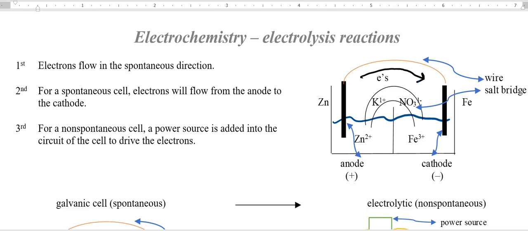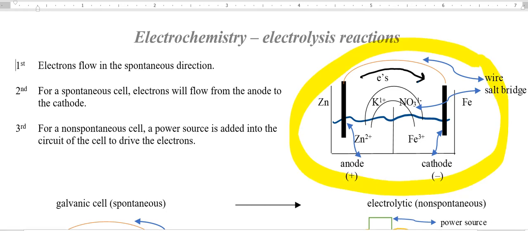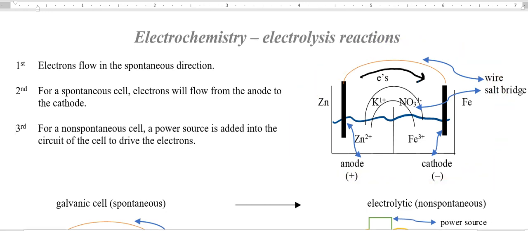Today I'm talking about electrolysis reactions. Electrolysis reactions are a second step in our electrochem series. Last time we talked about galvanic cells, and we drew this pretty little picture of a galvanic cell. In galvanic cells, we talked about how electrons flowed in the spontaneous direction, from the anode to the cathode.